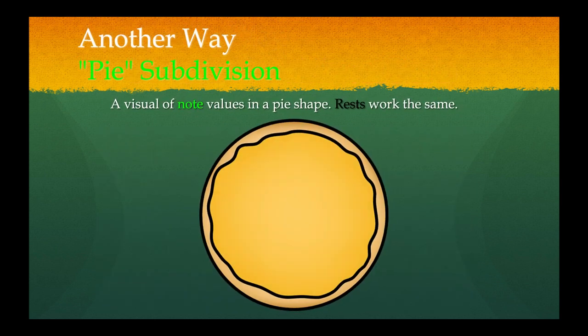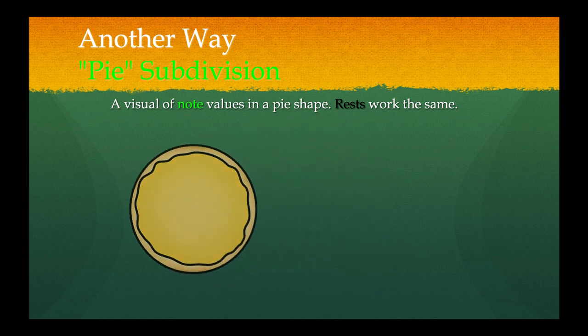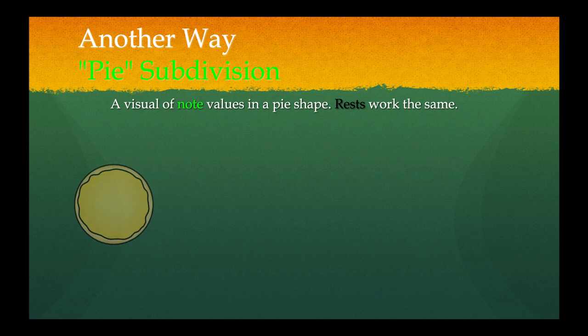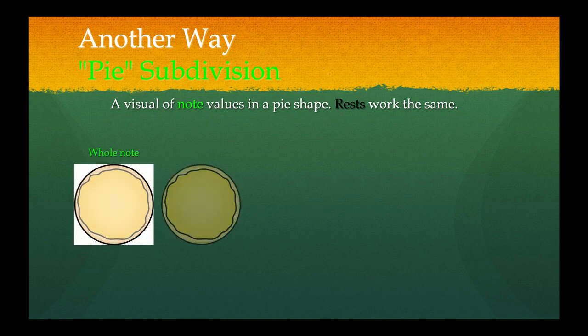Still another way to take a look at the visualization of how notes and rests can be split is to think of it as a pie. We start with a whole pie. That would basically be our whole note. Just like you could take a whole pie and split it in half, we can take our whole note, cut it down the middle, and have 2 half notes.